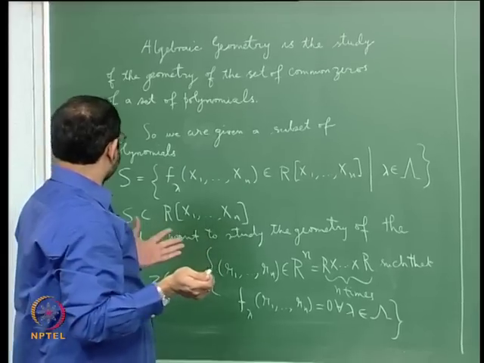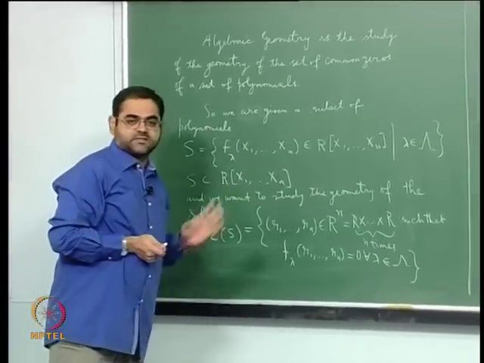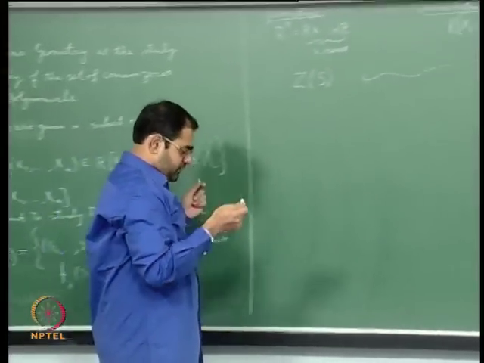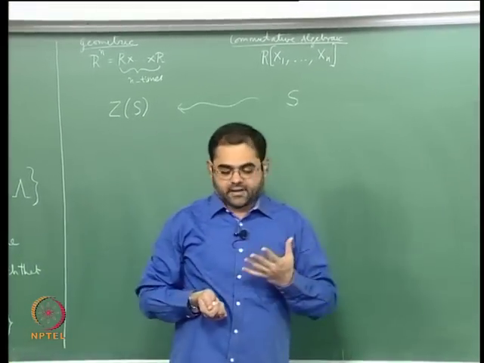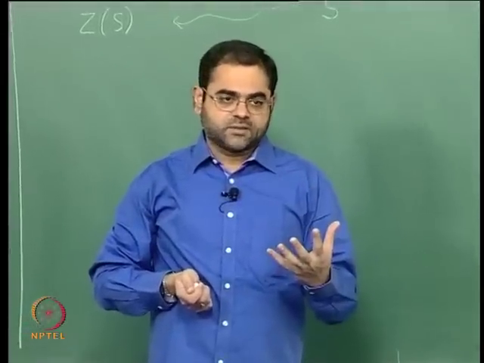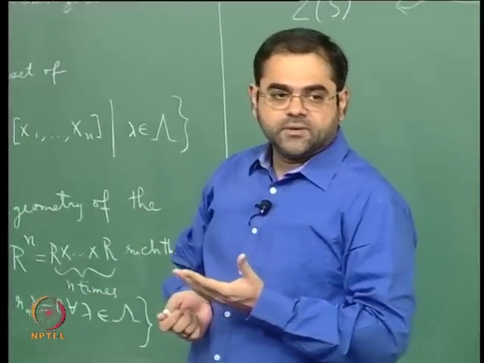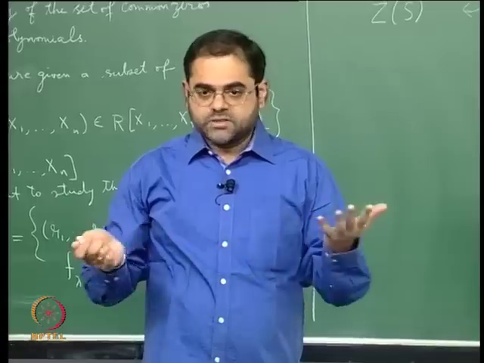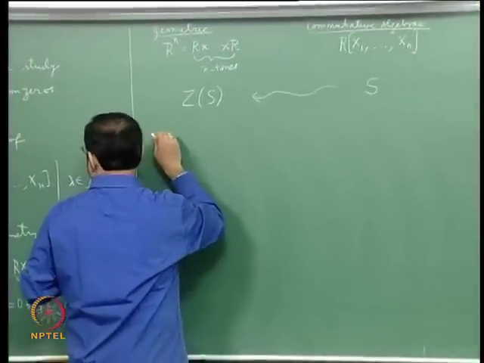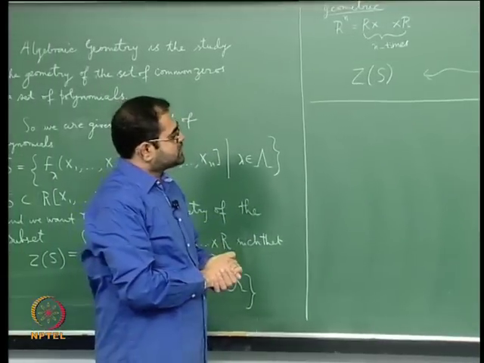But then I will have to explain to you what you mean by the geometry of a subset, because that involves several things. For example, at the base level it will involve some topology, and then on top of that it will involve further topological properties, and on top of that it will involve some properties connected with manifold theoretic properties, and so on and so forth, which we will try to explain. But let me at this point go to something else.